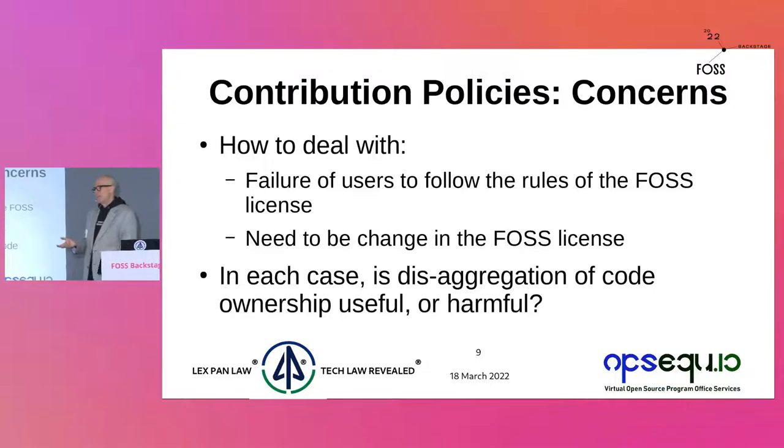Now, sometimes that happens for good, because there's a new version of a license, or that you detect a problem with the old license. And as Malcolm Baim talked about yesterday, sometimes that happens for the bad. The open source license turns into a not really open source license. In each case, the question is, is the disaggregation of the ownership of the IP of the code useful or harmful?